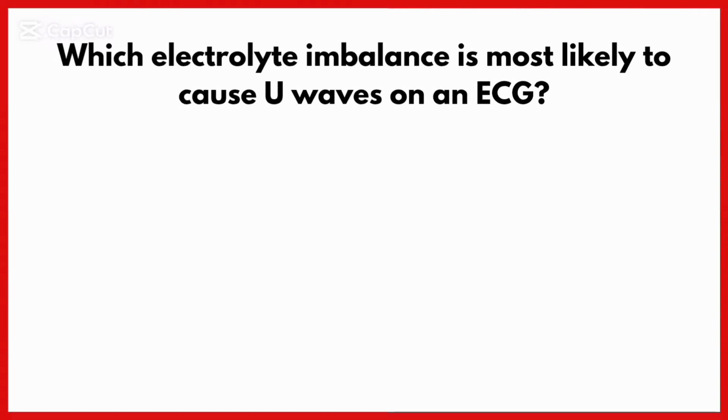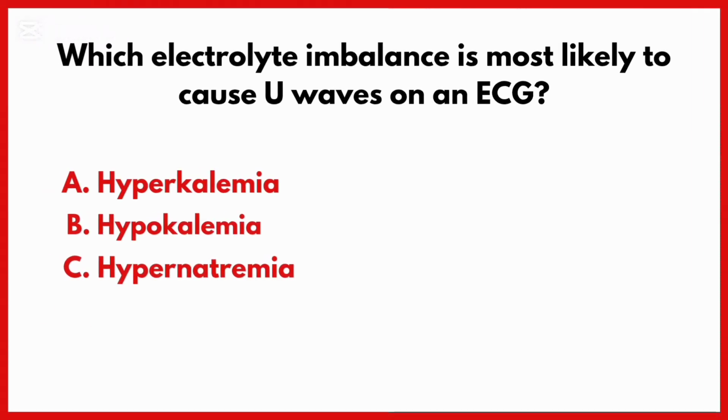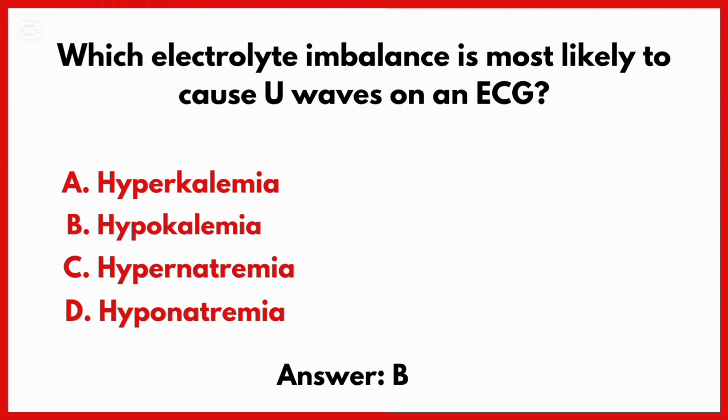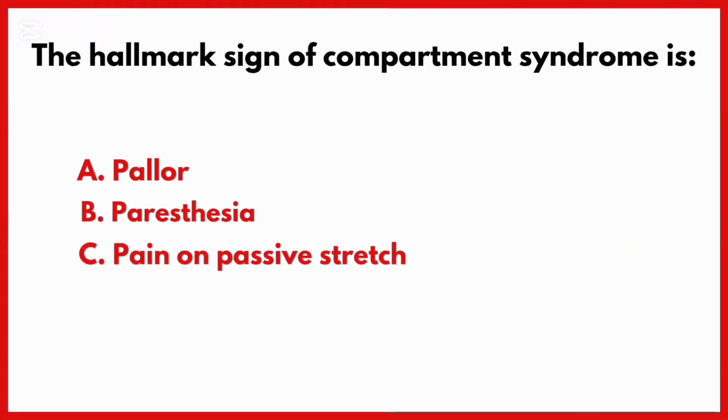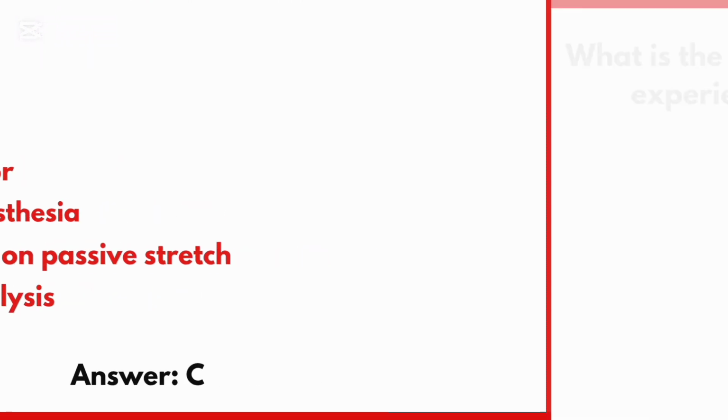Which electrolyte imbalance is most likely to cause U waves on an ECG? Correct answer is option B, hypokalemia. The hallmark sign of compartment syndrome is. Correct answer is option C, pain on passive stretch.